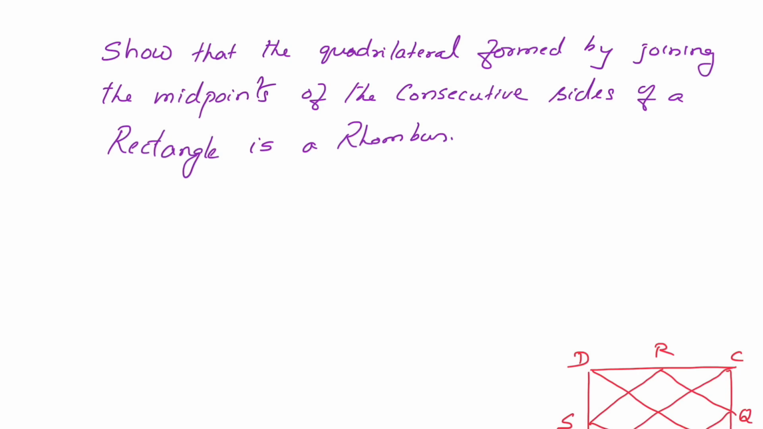The next question is: show that the quadrilateral formed by joining the midpoints of the consecutive sides of a rectangle is a rhombus.